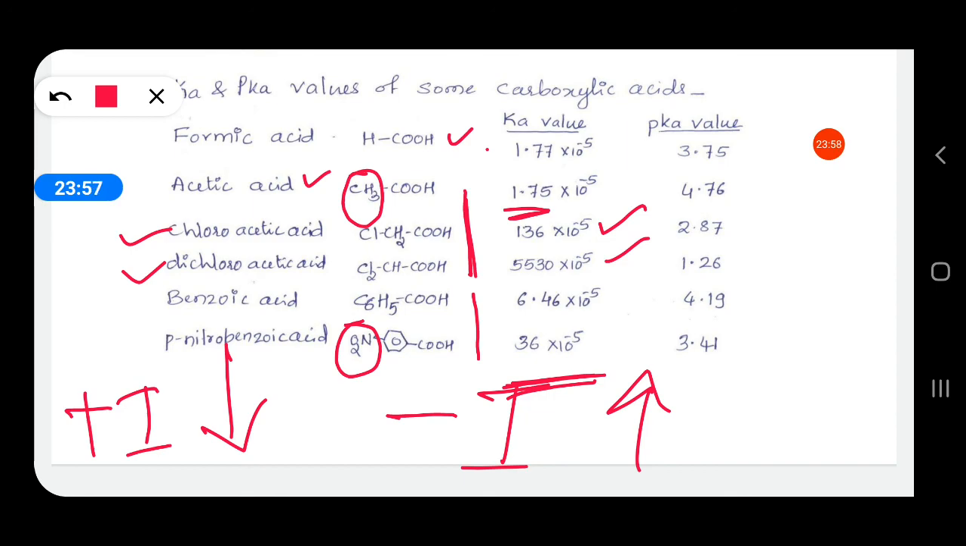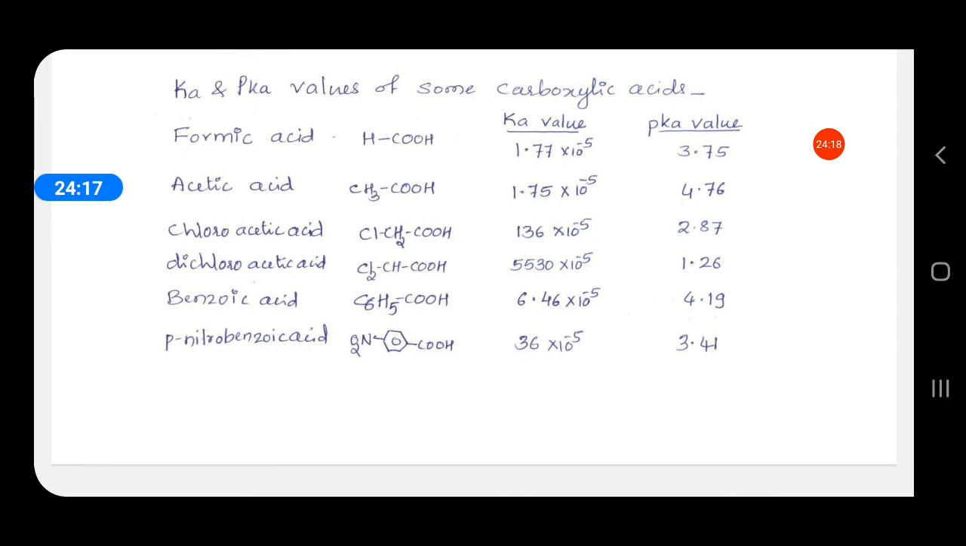So while studying the strength of carboxylic acids, whether electron releasing groups or electron withdrawing groups are present, on the basis of that we can explain the stability of carboxylate ions. So in the next class, we will see preparation of carboxylic acids. Thank you.